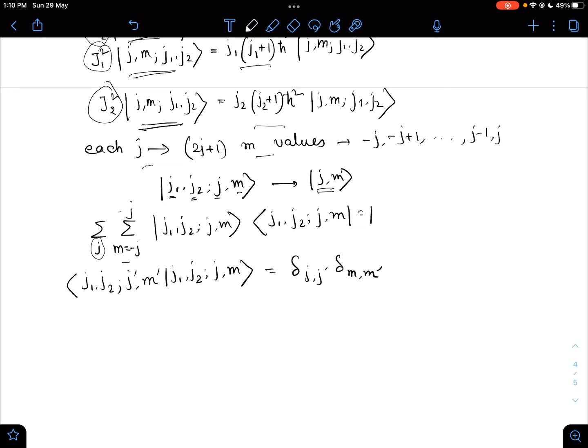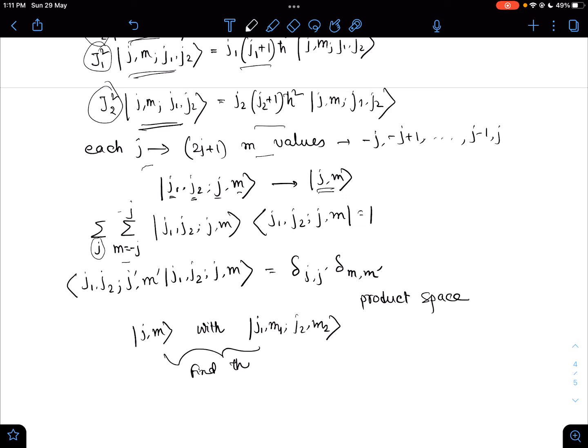This total space is also known as the product space, because it is a direct product of subspace 1 and subspace 2. So what we have to do now is find a transformation that connects this |J, M> with |J1, M1> and |J2, M2>. So we have to find the transformation that connects these two.